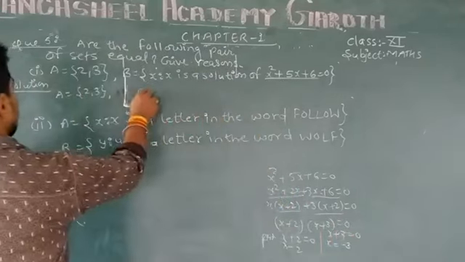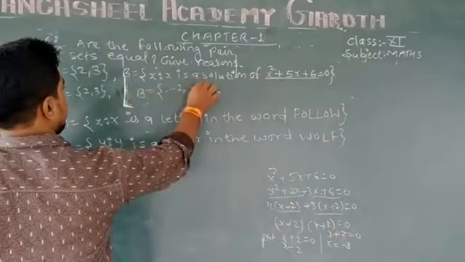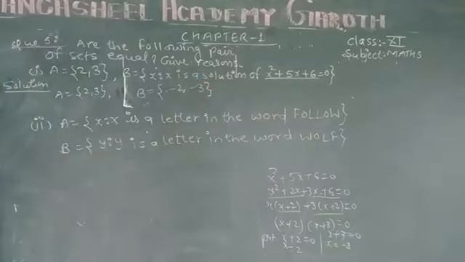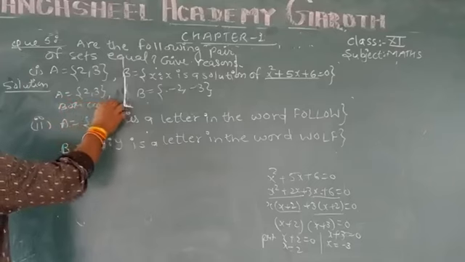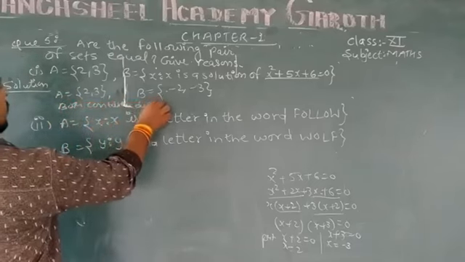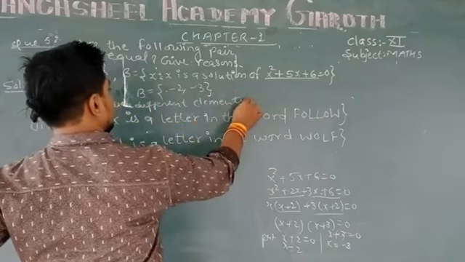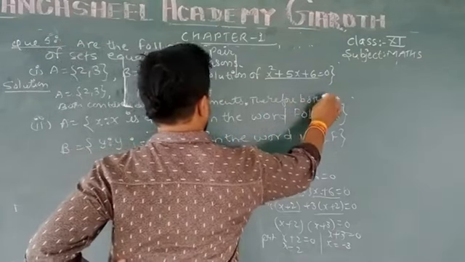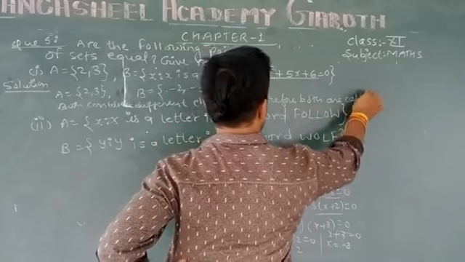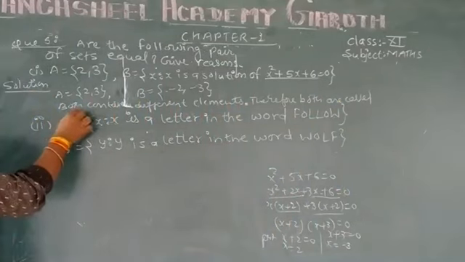The set B contains the two values, minus 2 and minus 3. Since from the above we can clearly see both the sets contain different elements, we can write here both contain different elements. Therefore both are called, क्या कह सकते हैं उनको? हम कह सकते हैं both are called unequal sets.